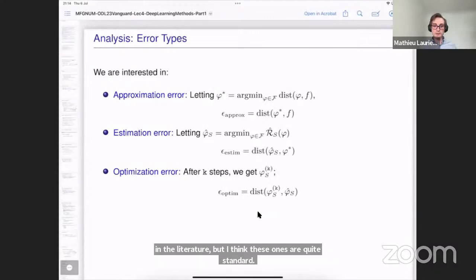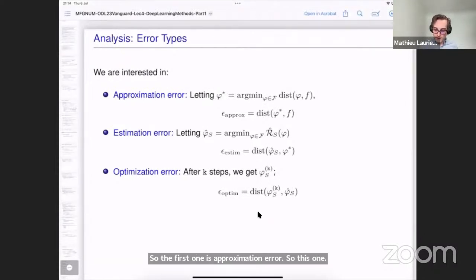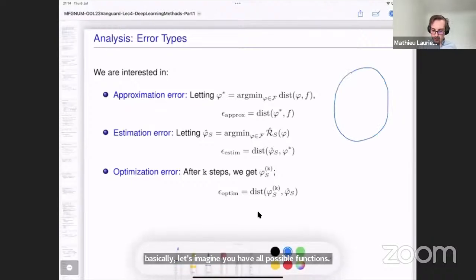So the first one is approximation error. Let's imagine you have all possible functions. You have your class of possible candidate functions, for example, neural networks with a certain architecture. But it's possible that the true f is outside, right? Maybe the function you are aiming for is not a neural network. So there is some kind of incompressible error.